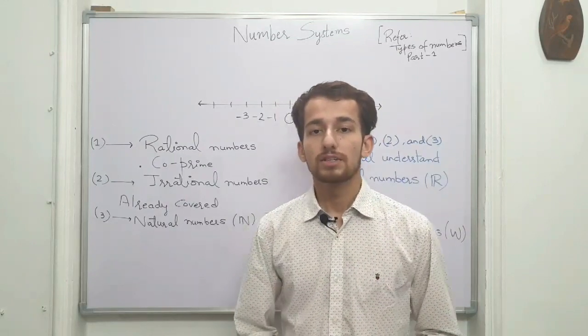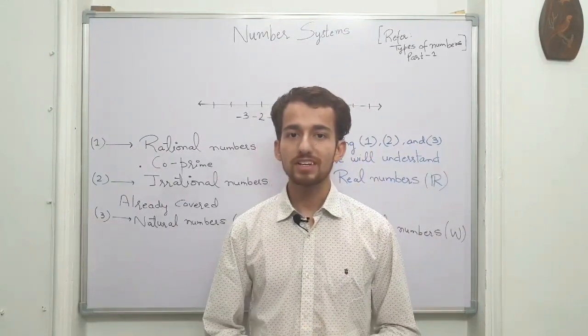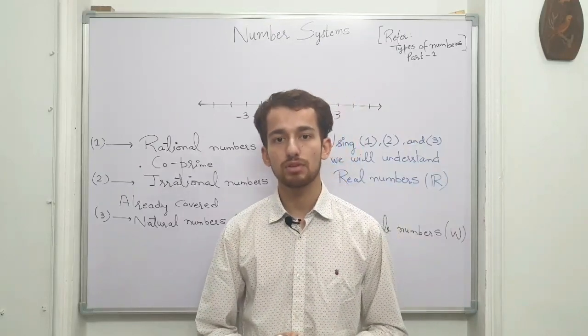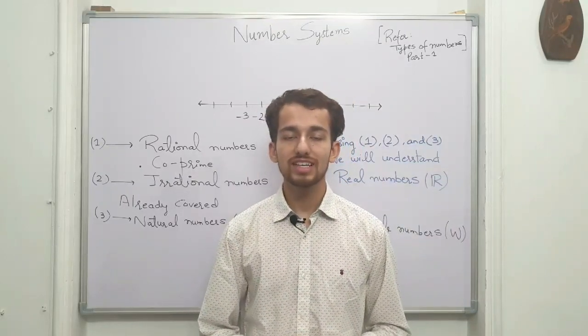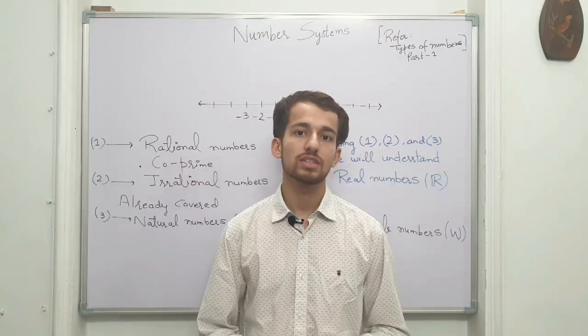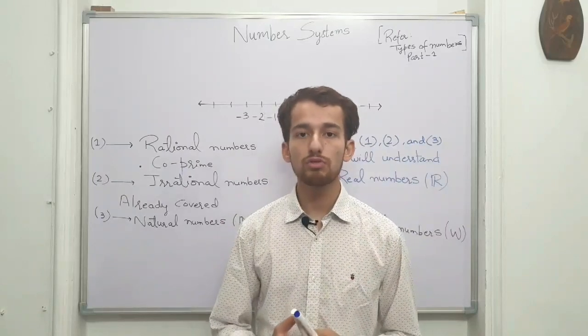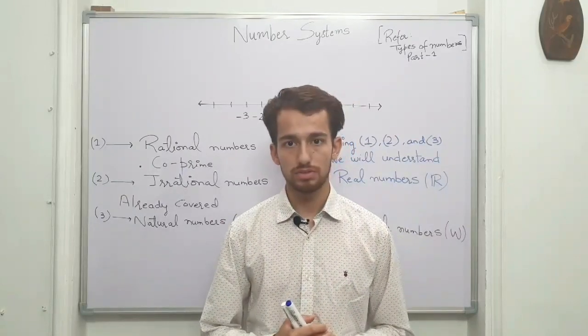Hello everyone. So now let's move forward into the chapter. In the previous lecture, we discussed the three types of numbers: the natural numbers, the integers, and the whole numbers. In today's lecture, we're going to move forward with the remaining types of numbers.